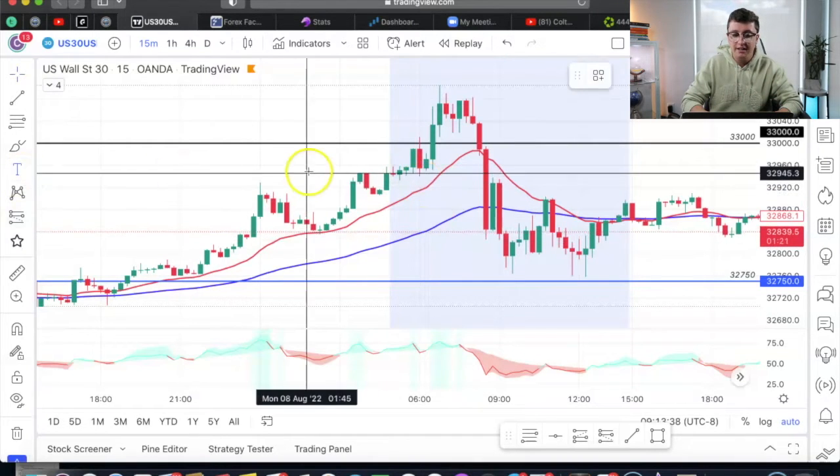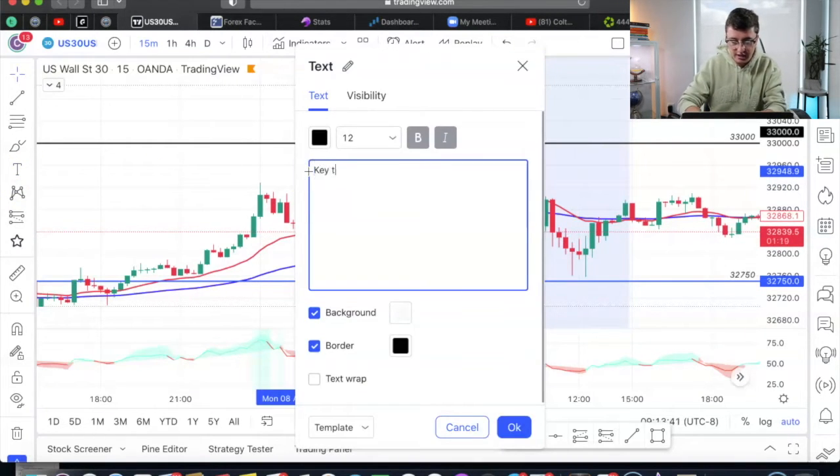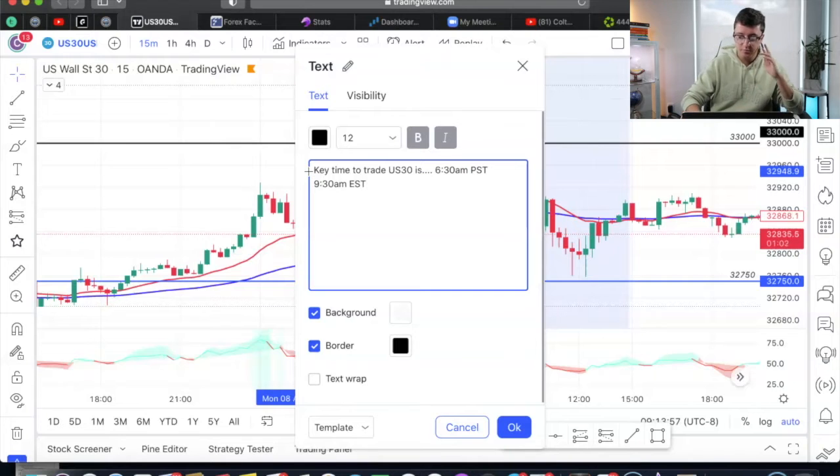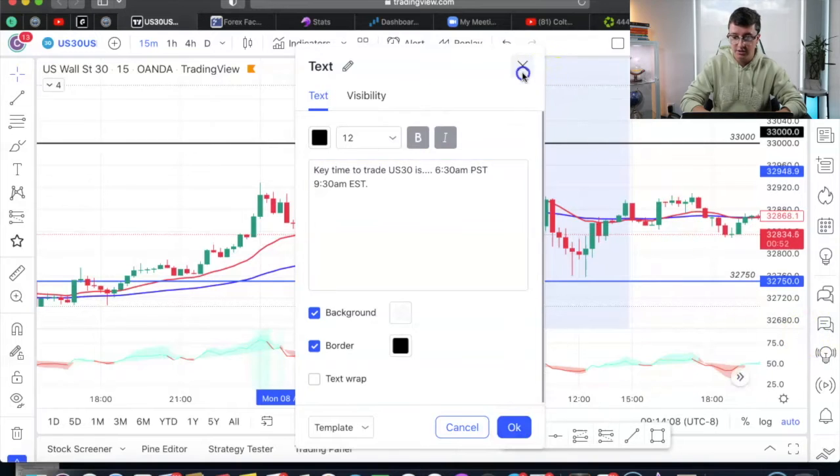So let me write this down for y'all to see. Key time to trade. If you're new to US30, this is the sauce. US30 is 6:30 a.m. PST. That is 9:30 a.m. EST. Okay? So you can use the 30 minute chart, the 15 minute, the 5 minute, the 1 minute, whatever time frame you work.